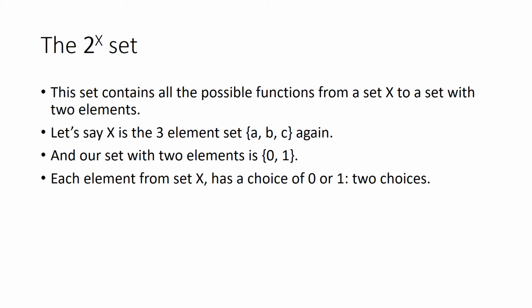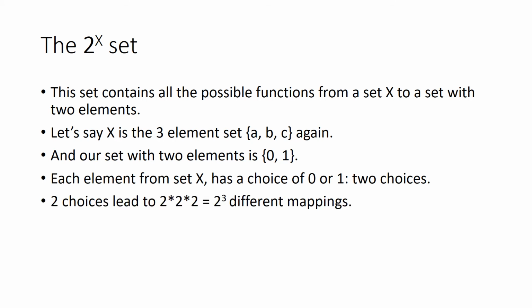So each element from set x has a choice of 0 or 1. It has 2 choices. And the 2 choices are independent, so they lead to 2 times 2 times 2. It's 2 to the power 3 different mappings. So here's an example mapping. A maps to 1, B maps to 1, and C maps to 0.